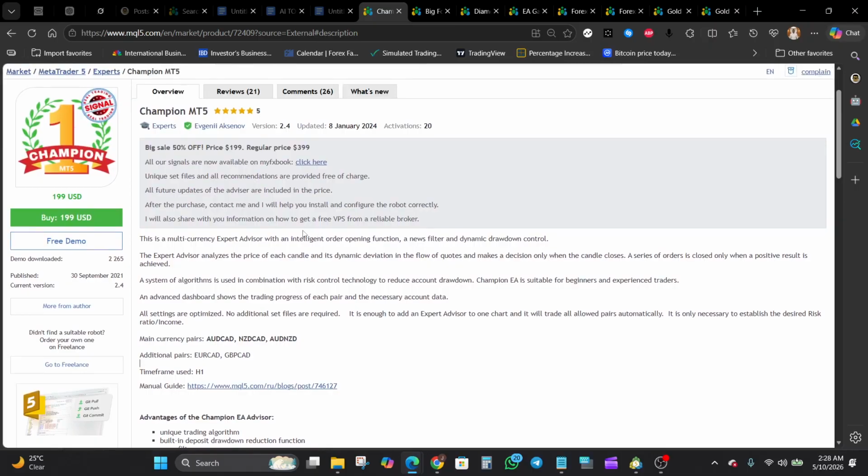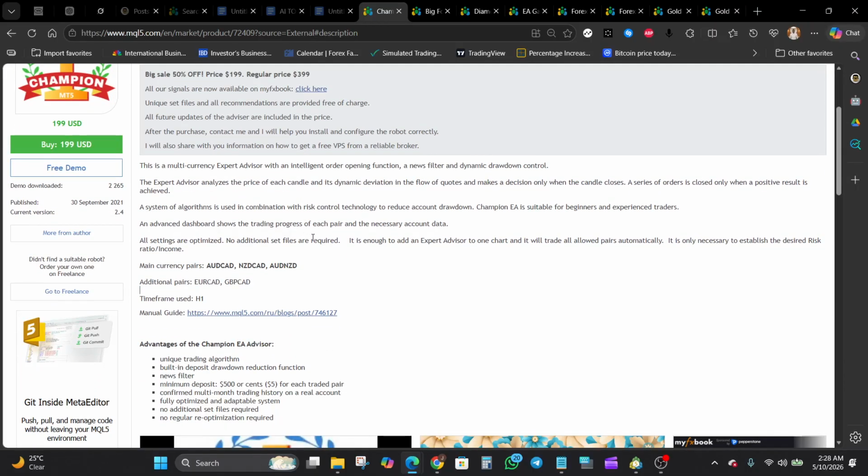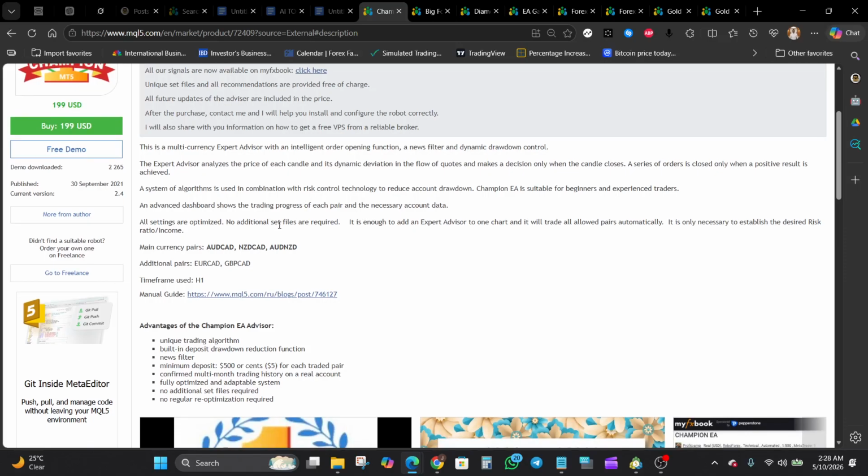Another thing I noticed is the emphasis on candle close analysis. The developer states that the EA analyzes each candle and its dynamic deviation before making decisions, only after candle closure. That usually helps reduce false entries caused by temporary price spikes or intrabar noise. The EA also includes a built-in news filter. It is important for systems that manage multiple positions or recovery cycles because high impact news events can completely distort spread conditions and execution quality.